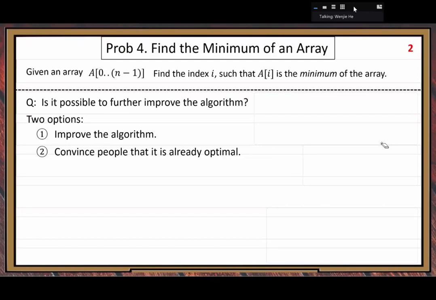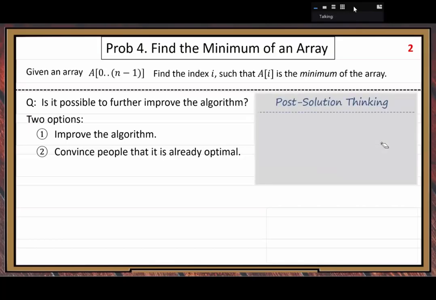If you cannot improve it, another option you can take is to try to convince people that it is already optimal. This step is hard. You need to prove it. You need to make convincing arguments, applying rigorous logical reasoning to show it is optimal. So this step is very hard.